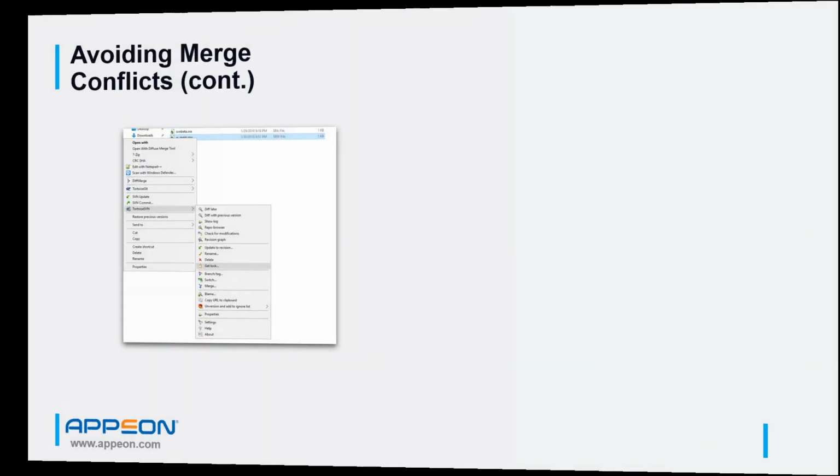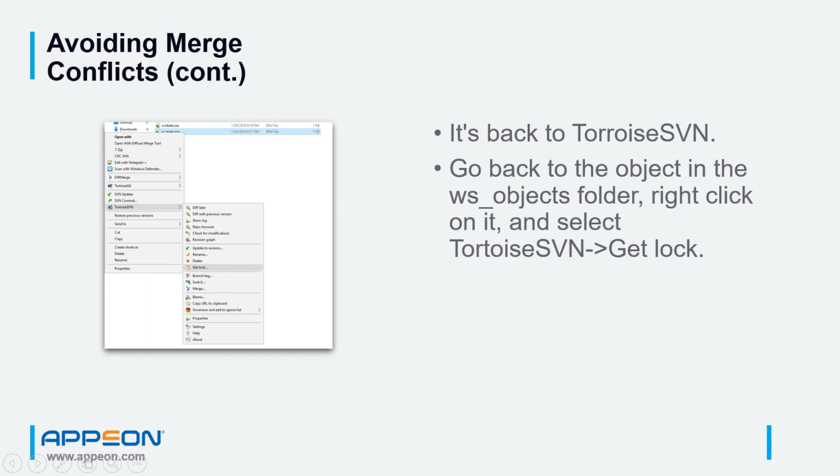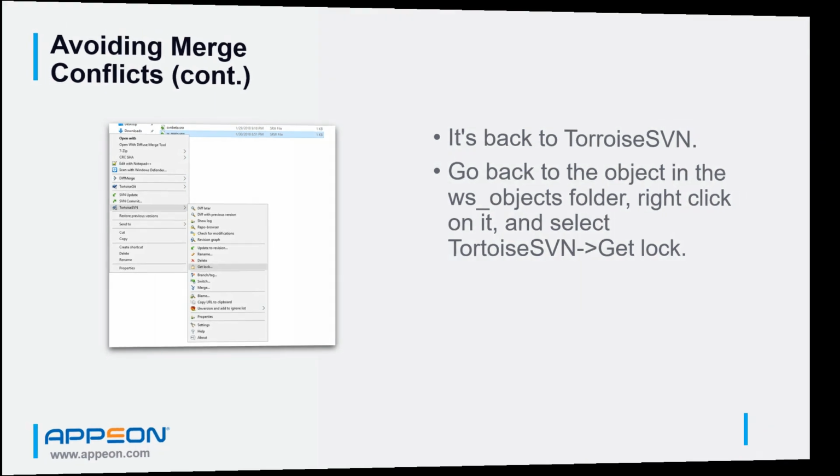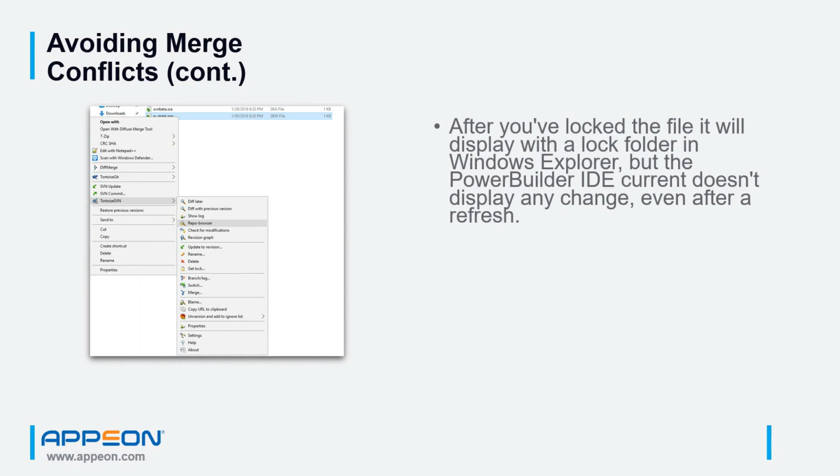So what we're going to do then is go back into TortoiseSVN, and we right-click on the file, go to TortoiseSVN, and there's a Get Lock option, and that will lock the file so that you know that you're the only person that's going to be able to edit it. The problem we'll have until release 3 comes out is that the PowerBuilder IDE doesn't have any lock indication, and it doesn't check for a lock when you go to do editing.